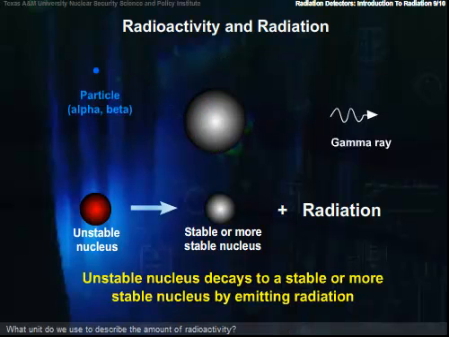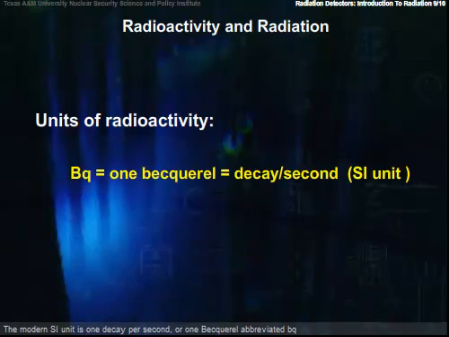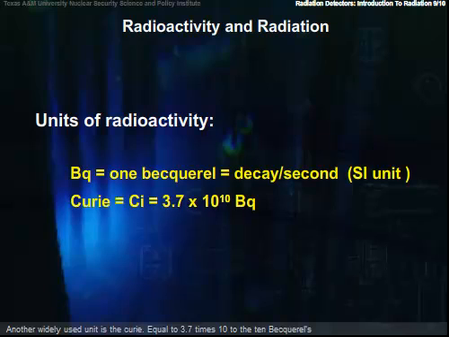What unit do we use to describe the amount of radioactivity? The modern SI unit is 1 decay per second, or 1 becquerel, abbreviated Bq. Another widely used unit is the Curie, equal to 3.7 times 10 to the 10th becquerels. The abbreviation for a Curie is Ci. A Curie is a much more user-friendly unit and is what's used in radiation protection in this country. But everyone else in the world has already moved to the SI units, so I'll try to use both as I go through my lecture here.